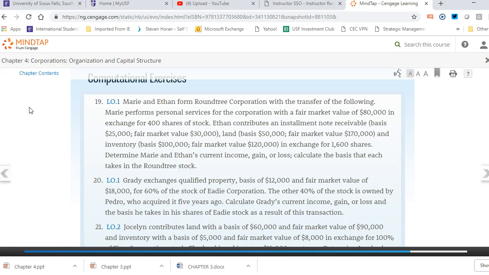So I'm going to work through pretty much all the computational exercises here for Chapter 4, starting with question 19. It says here, Marie and Ethan form a new corporation, Roundtree, with the transfer of the following.